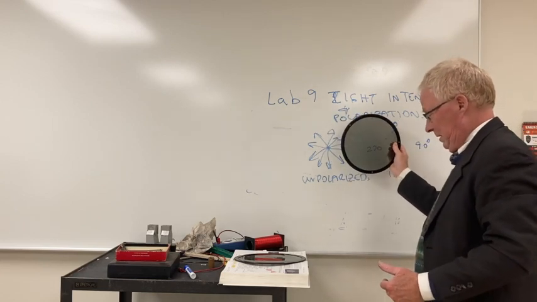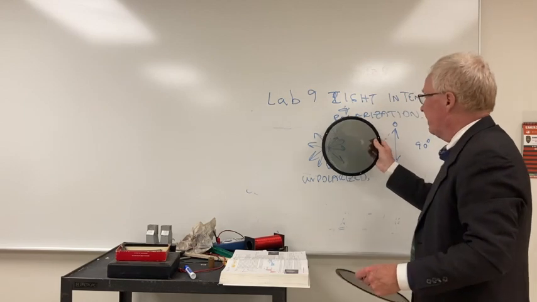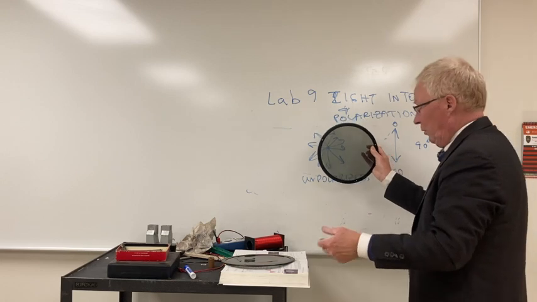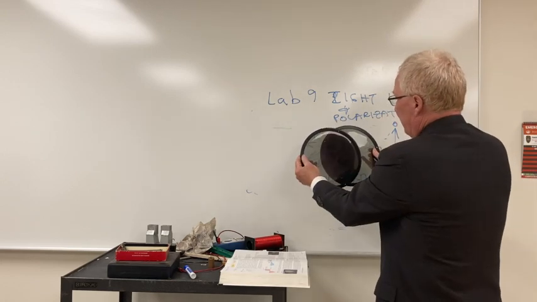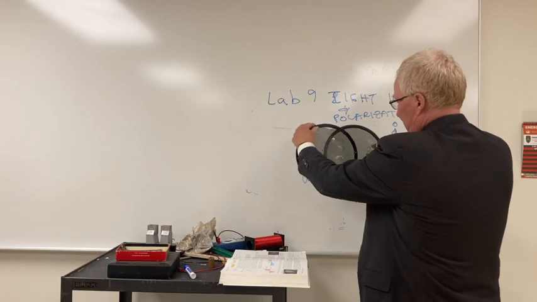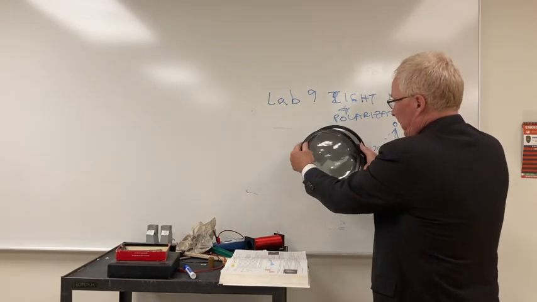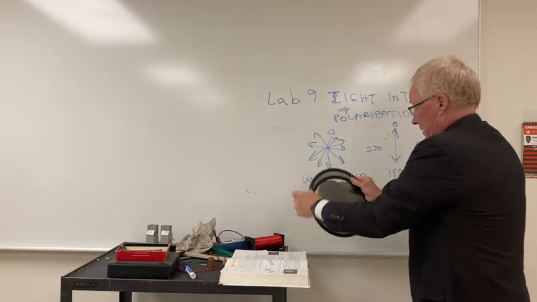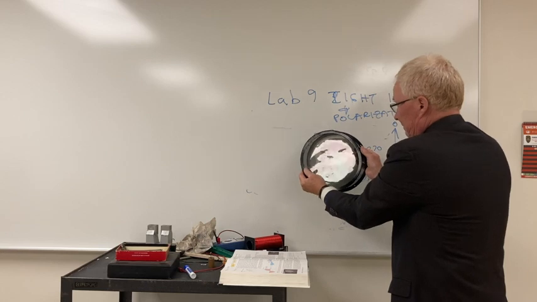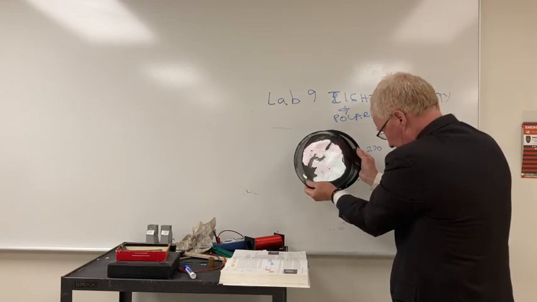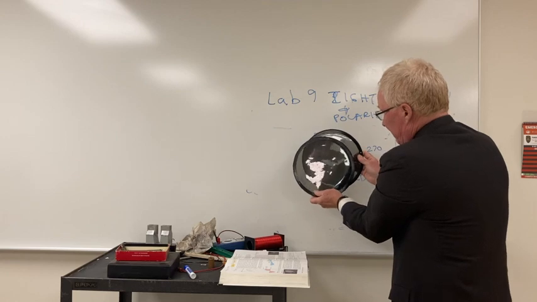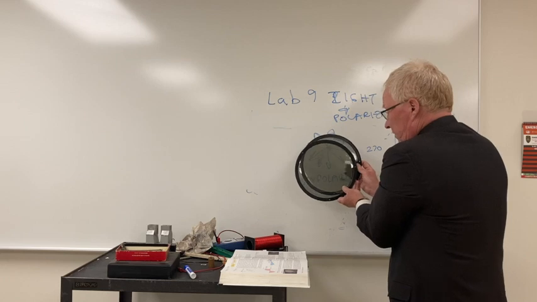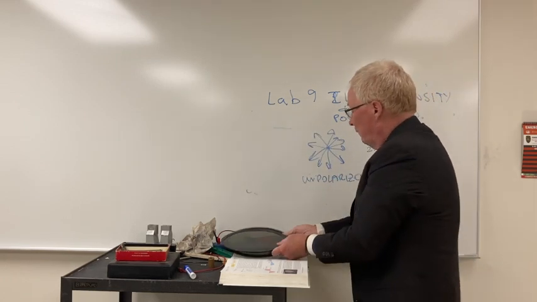On the other hand, the light coming through this one, as it comes to the camera, is polarized. So if I take a second one and rotate it around, notice that as I rotate it, the light goes from white to dark, and then back to light again. So this is the basis of the lab for that.